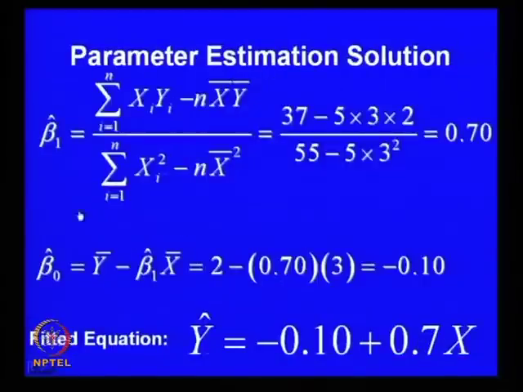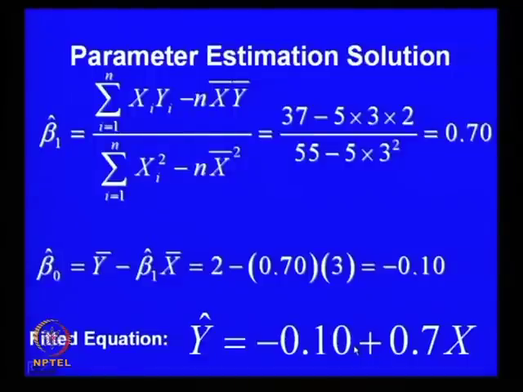And then we can compute the value of beta 1 hat. So, beta 1 hat is equal to summation x i y i minus n times x bar into y bar, divided by summation x i square minus n times x bar square, which is equal to 0.7. And similarly, beta naught hat is equal to y bar minus beta 1 hat x bar, which is equal to minus 0.1. Well, so the fitted equation is y hat equal to minus 0.1 plus 0.7 into x. So, this is the fitted equation for the given observations.